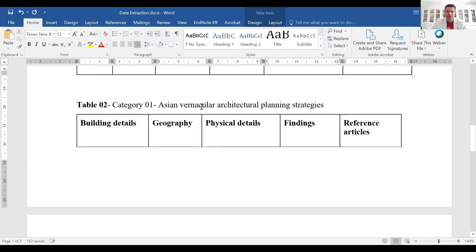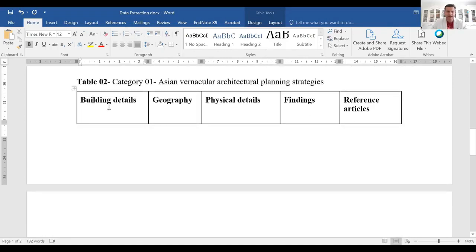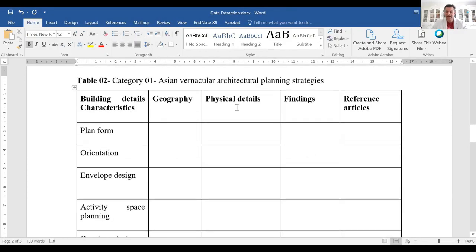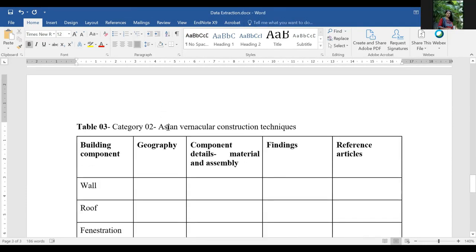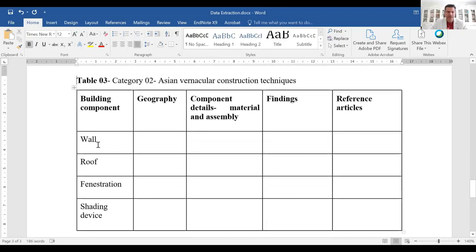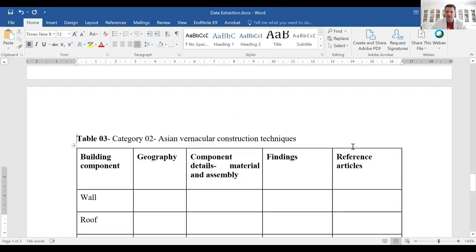This one is for your planning strategy. So building details, or again building characteristics, geography, physical details, findings, reference articles. So this will be multiple articles. Third one is Asian vernacular construction techniques. So these are building component, geography, reference articles.